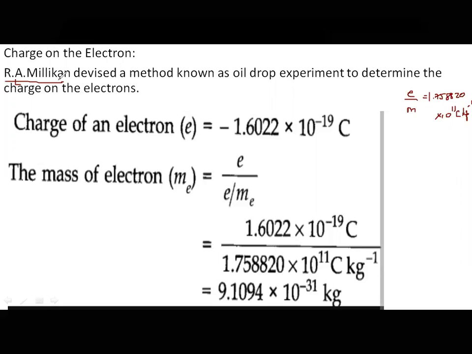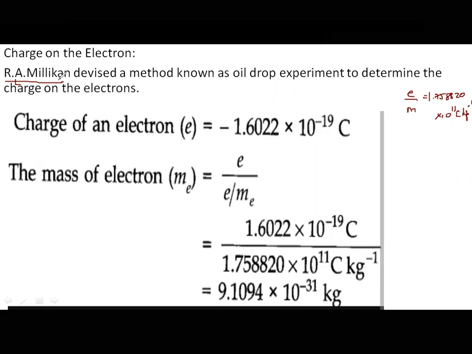Oil droplets in the form of mist produced by an atomizer were allowed to enter through a tiny hole in the upper plate of the electric condenser. The downward motion of these droplets was viewed through the telescope. From the rate of fall of these droplets, Millikan was able to measure the mass of the oil droplets.